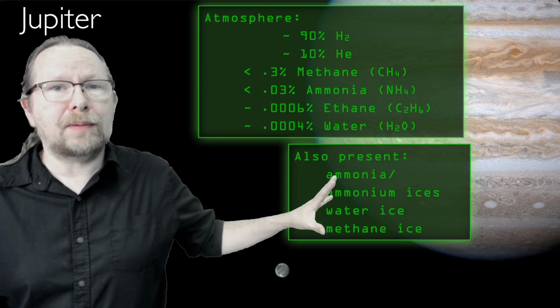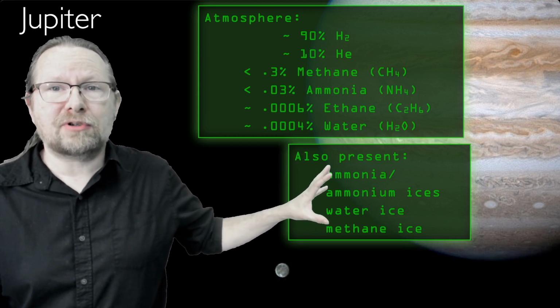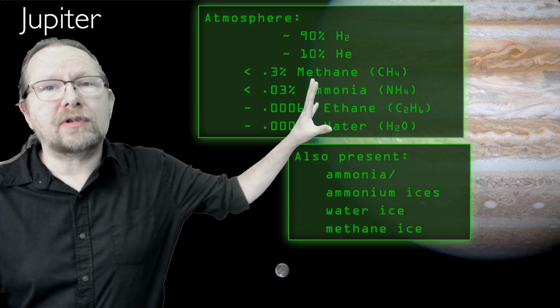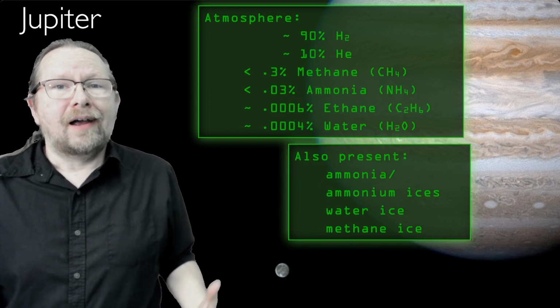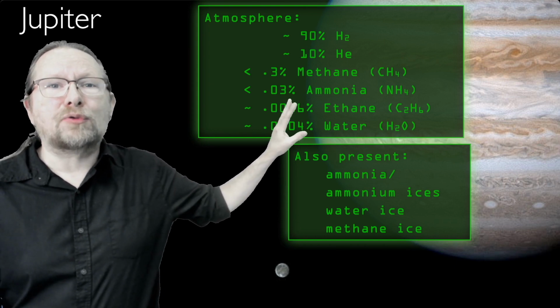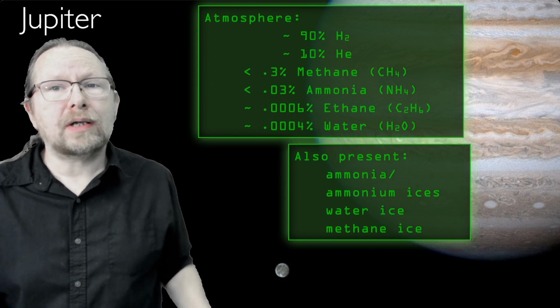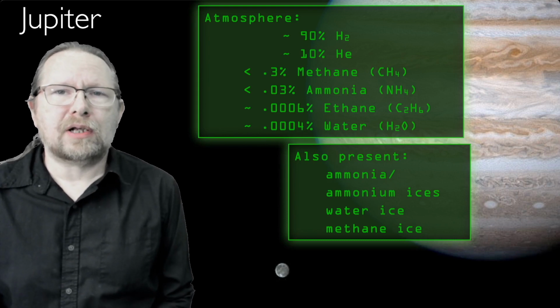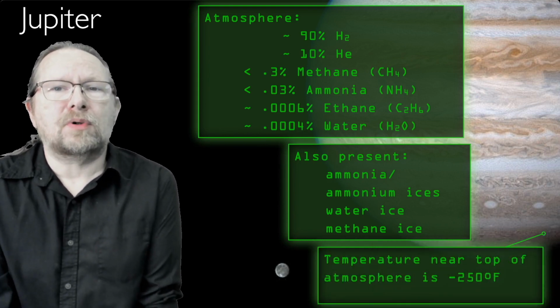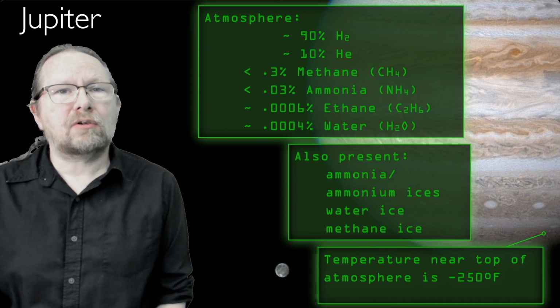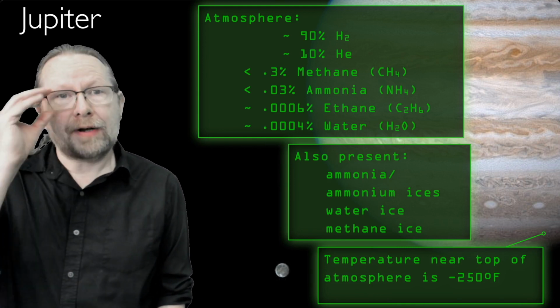So frozen vapors in the form of little tiny ice crystals, and the different gases and trace elements in Jupiter's atmosphere are what give the different colors to the clouds, as we'll see in just a minute. The temperature at the top of Jupiter's atmosphere is about 250 degrees below 0 Fahrenheit.